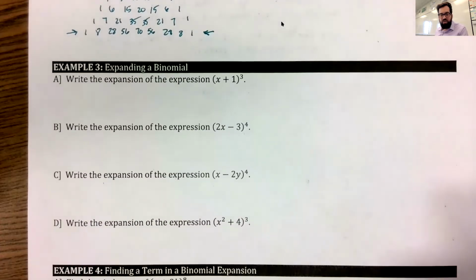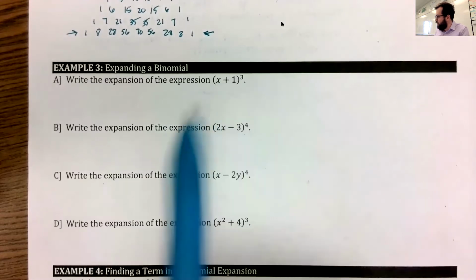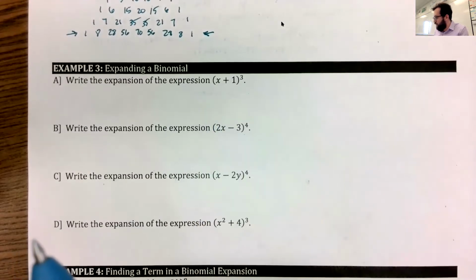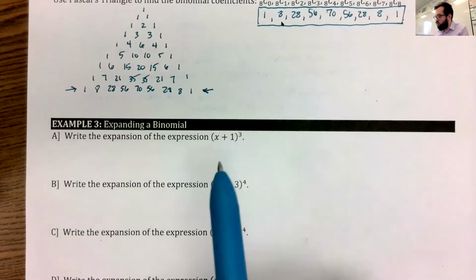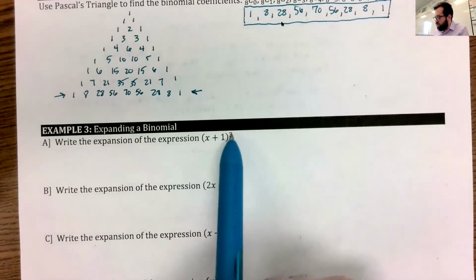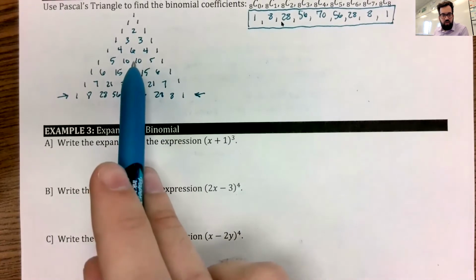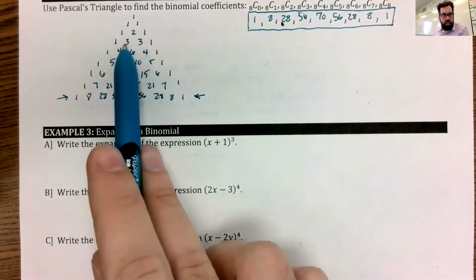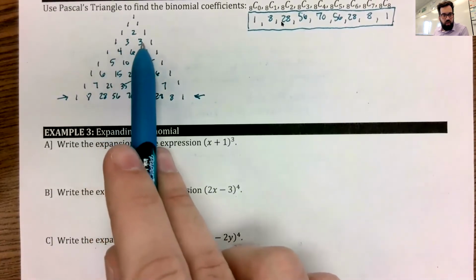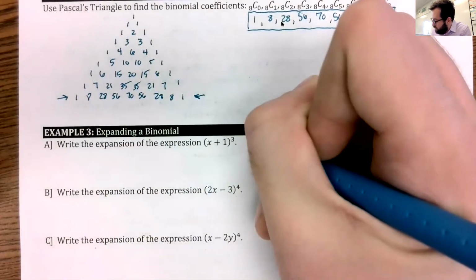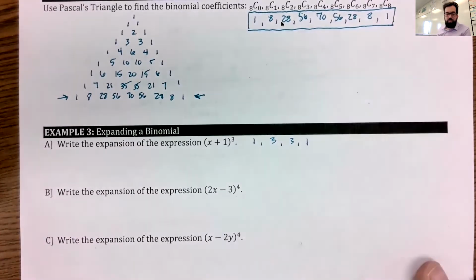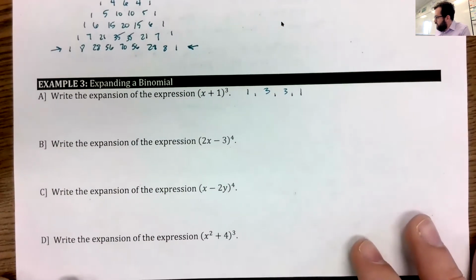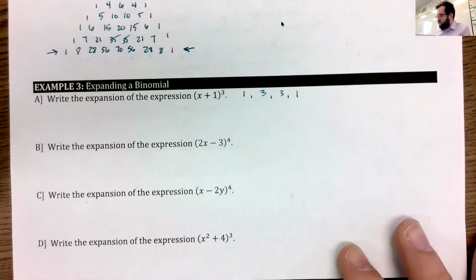Let's actually use this to expand a binomial. So let's say we have x plus 1 to the 3rd. Okay, so the first thing that I'm going to do is think about what is the n equals 3 row of Pascal's triangle. And that's when the second number is a 3. It's going to be 1, 3, 3, 1. So I'm going to list those numbers to the side here so that I know to use them. Okay. And now here's the pattern that we follow. Here's actually how we do this.